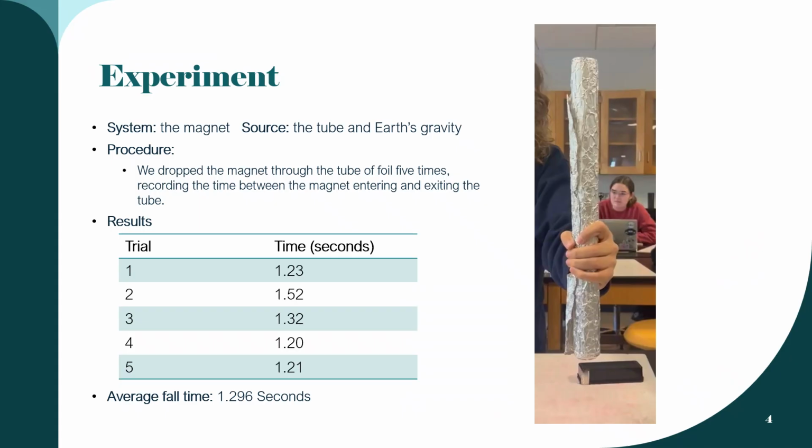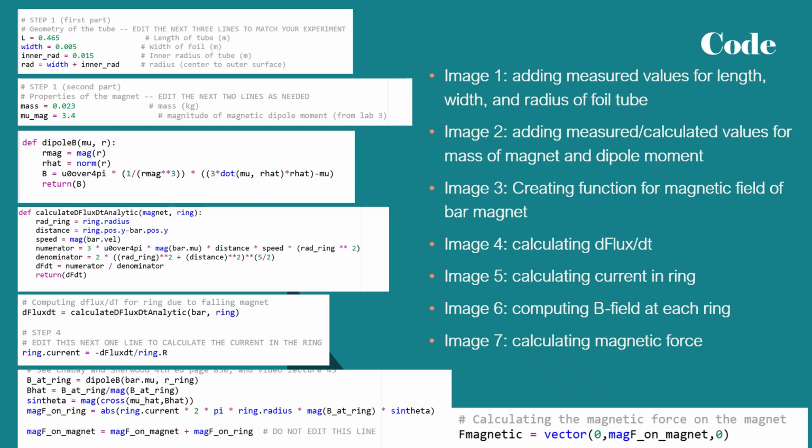So for the experiment, our system was the magnet, and the source is the tube and Earth's gravity because they exert forces on the magnet. And to the right, you can see our experimental setup. We just held the foil tube above the table and dropped the magnet through. So we dropped the magnet through the tube a total of 5 times, recording the time between the magnet entering and exiting the tube. And then in the table are our exact results, and then our average fall time was 1.296 seconds.